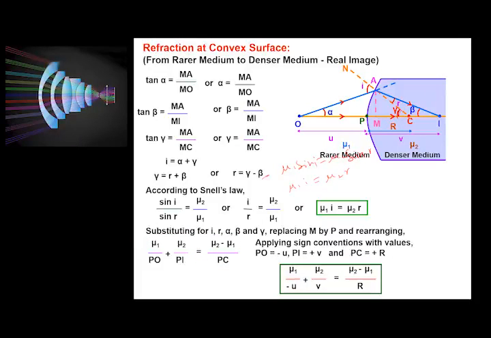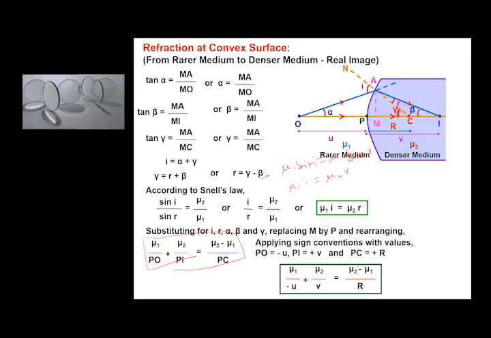Right? So this equation we can take it. Mu1 by PO plus mu2 by PI is equal to mu2 minus mu1 by PC. This is the refractive index of the first medium and the object distance, that is PO, and the refractive index mu2 and the image distance, that is PI, is equal to mu2 minus mu1, that is denser medium minus refractive index of rarer medium, by PC. PC is the radius of curvature. That we will take it. Right?